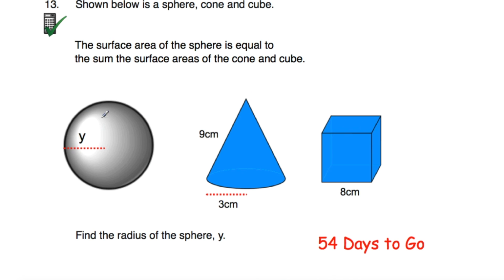And we're told the surface area of the sphere is equal to the sum of the surface areas of the cone and the cube. So you just need to find the surface area of the cone and the surface area of the cube, add them together, then that'll be the surface area of the sphere, and then find the radius of it, find y, the radius, and that's it.